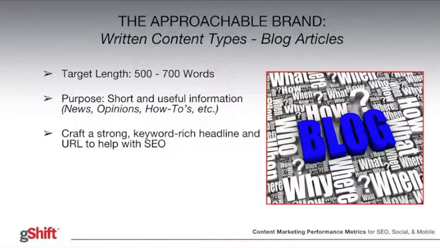So first up, we're going to look at blog articles. Your target length for a blog article is 500 to 700 words. Now, when I say blog articles, these are your traditional blog posts. So these are what most people think of when they're looking at blogging.